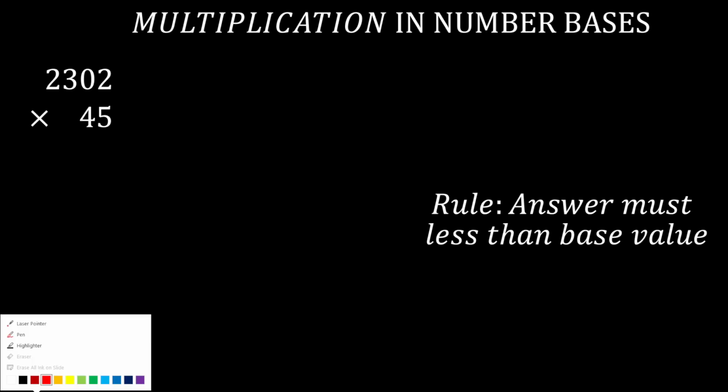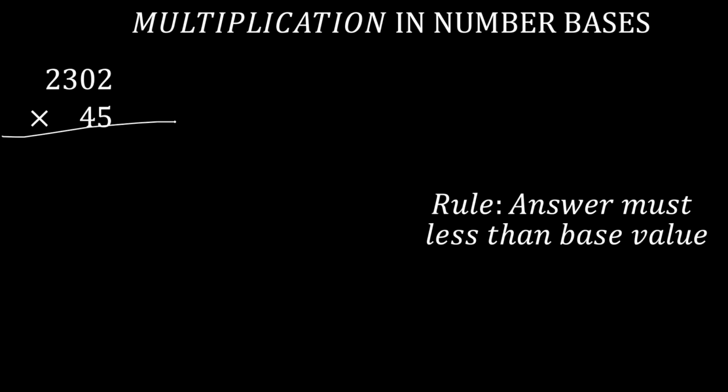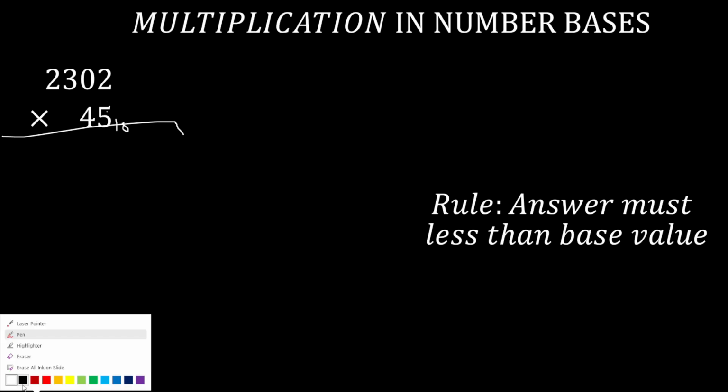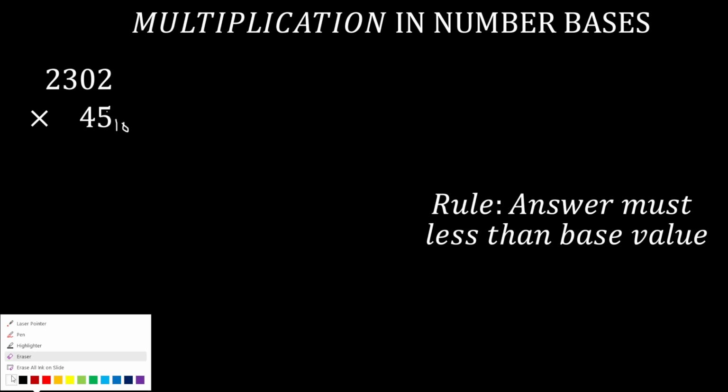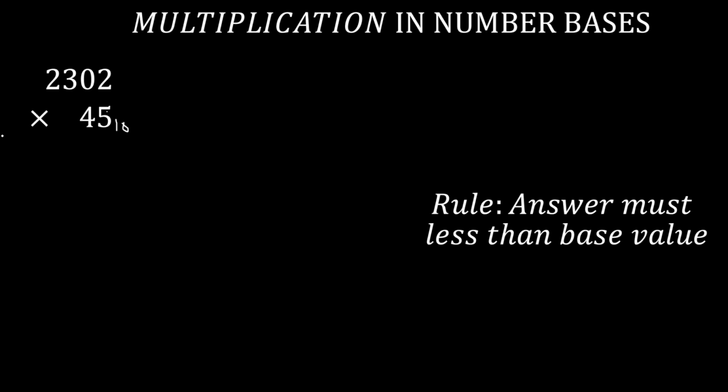So now, for this one, we are to multiply 2302 by 45. What do we need to do? We need to take each digit here to multiply every digit here, then whatever we have, we add them together. Are you getting me? Since they don't show the base, what is it? Base 10. So for that base 10, we are going to perform the process digit by digit.